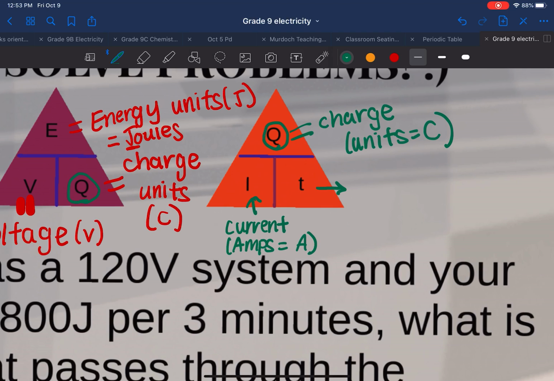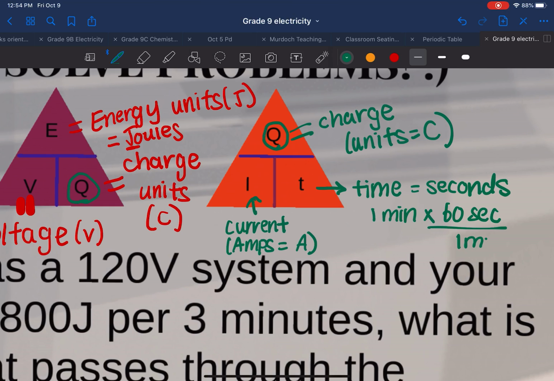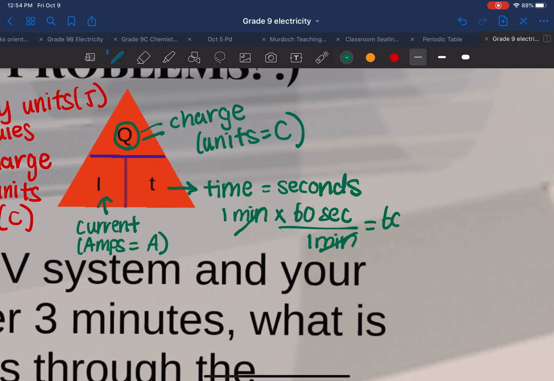T here is for time, and it's in seconds. So if you're given a time in minutes, you must convert it into seconds. So it's like 1 minute multiplied by 60 seconds, which is in 1 minute. These units cancel out, and you're left over with 60 seconds.